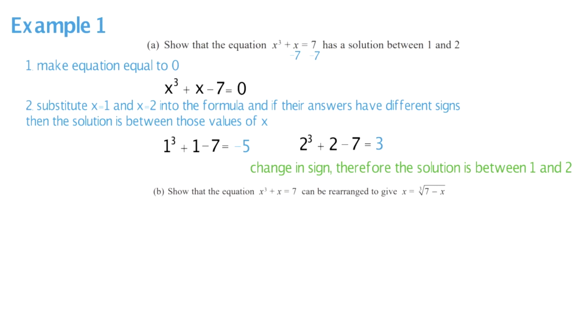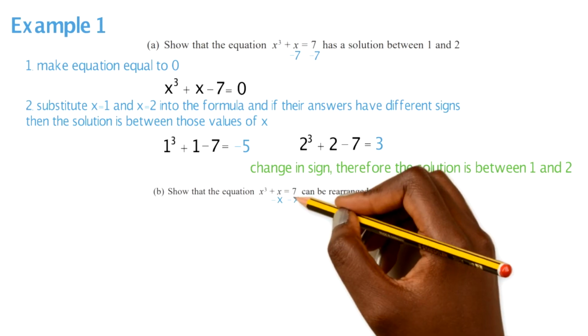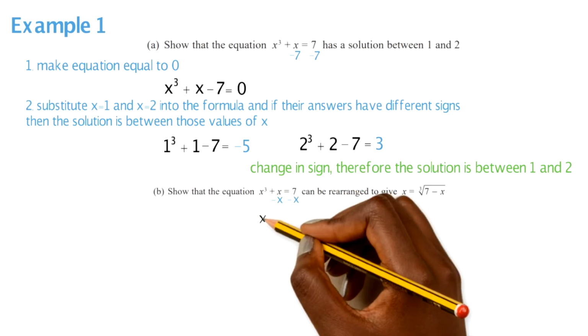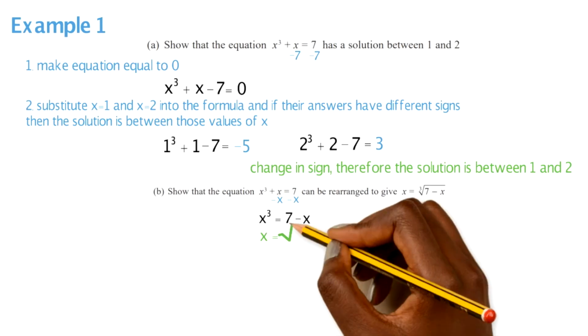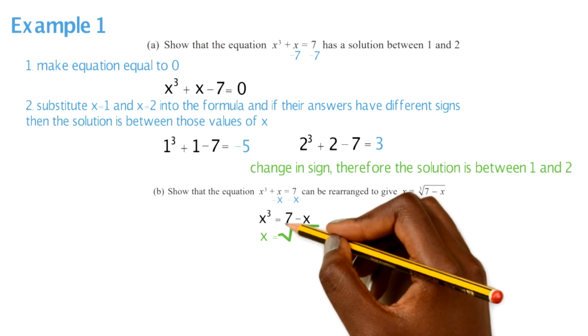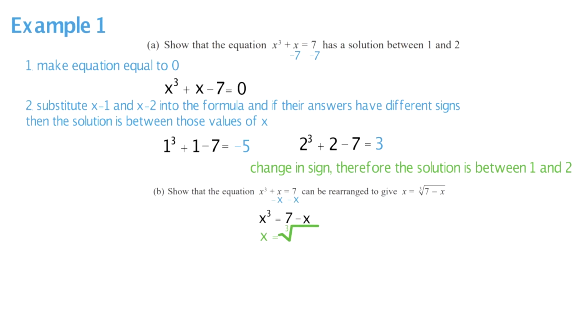The follow-up question just wants us to rearrange the equation into the specific format that they've given. The first thing we are going to do is take away x from both sides, because notice that in the formula that they want you to rearrange it to, you've got minus x. So taking away x from both sides will leave you with x cubed is equal to 7 minus x. And then the last bit is you're just going to cube root that. So you're going to end up with x is equal to the cube root of 7 minus x. And that's literally that.